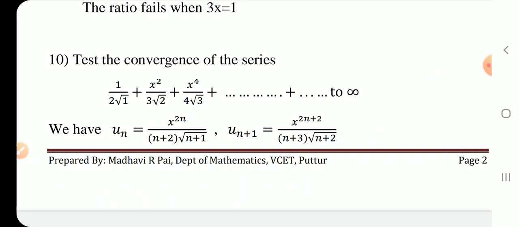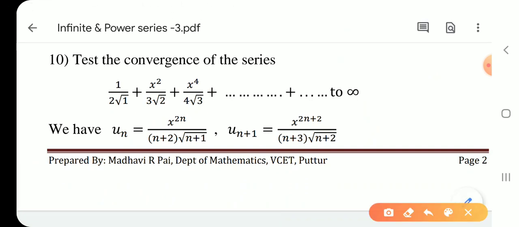Here test the convergence of the series 1 by 2 into root 1 plus x square by 3 into root 2 plus x to the power 4 by 4 into root 3. It goes on. If you see here, the first term I can write it as x to the power 0. So if you see 0, 2, 4, 6, 8, it goes like that, which is nothing but a set of even numbers. So set of even numbers general form is 2n. So I can write it as x to the power 2n.